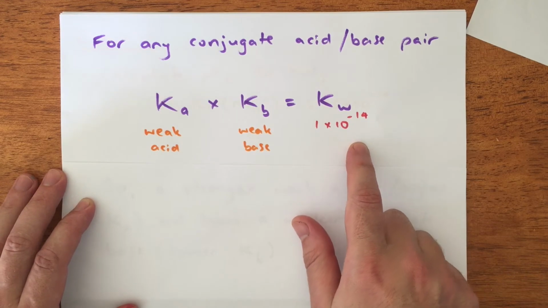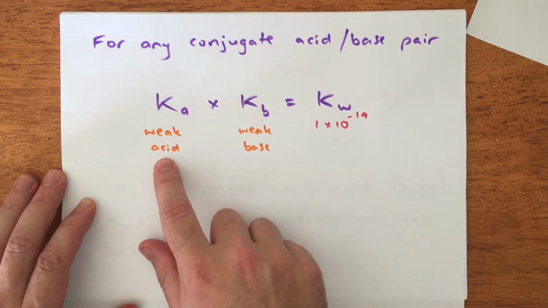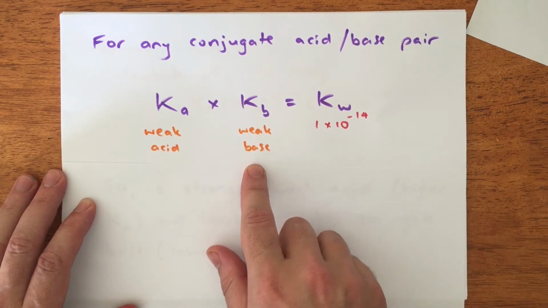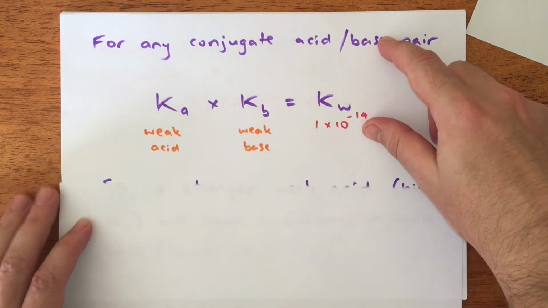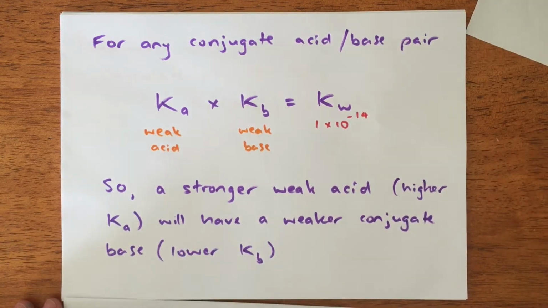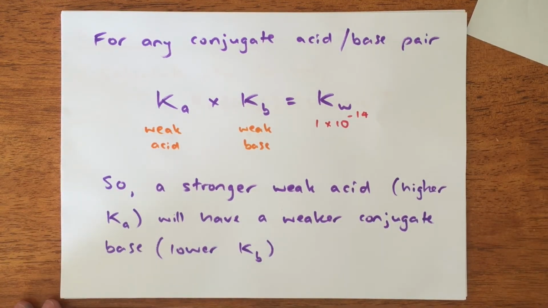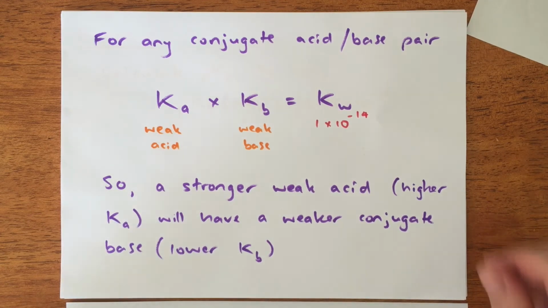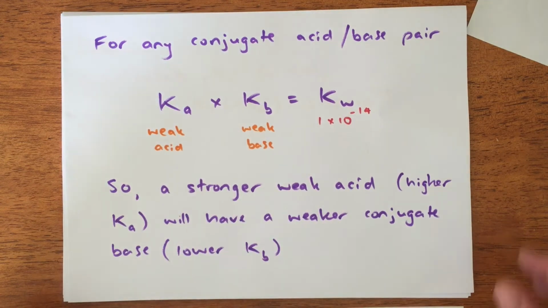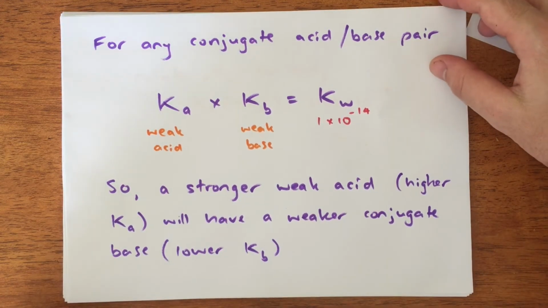So what that means is, if my weak acid is relatively strong, its conjugate base must be relatively weak so that this can remain a constant. So a stronger weak acid, which is a higher Ka, will have a weaker conjugate base that has a lower Kb. So I can compare weak bases using the Ka values of their conjugate acids. This equation is going to be very helpful for helping us to calculate the pH of weak bases also.